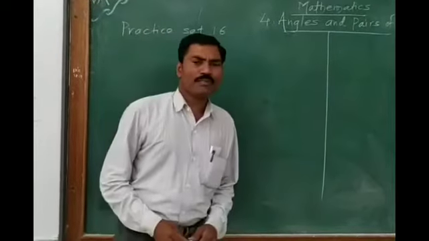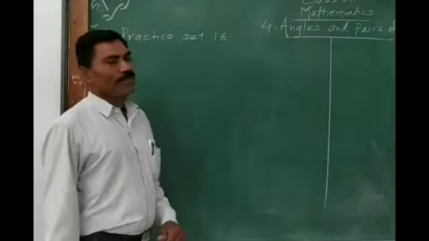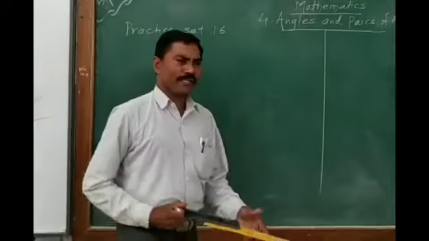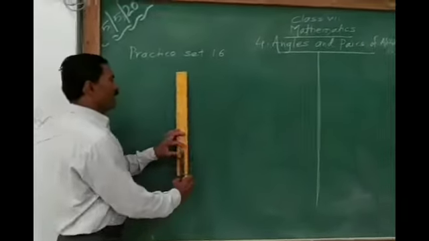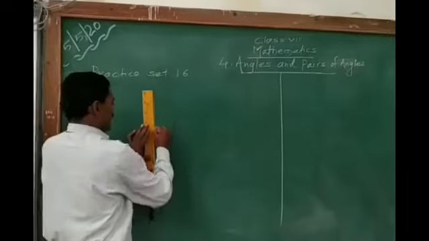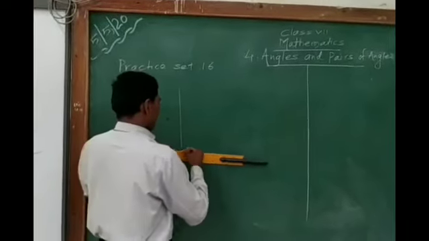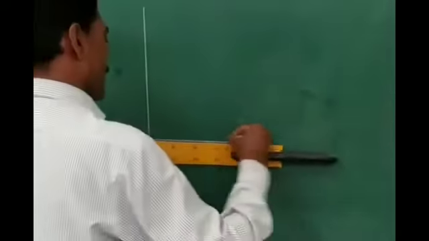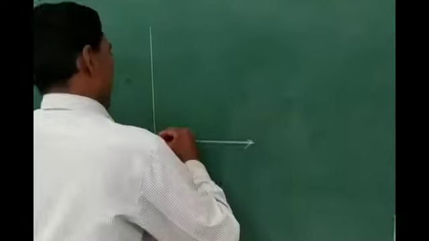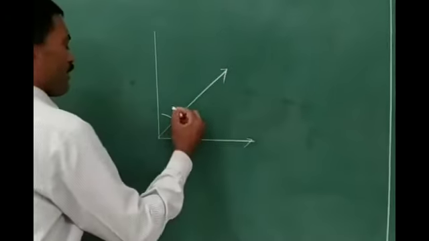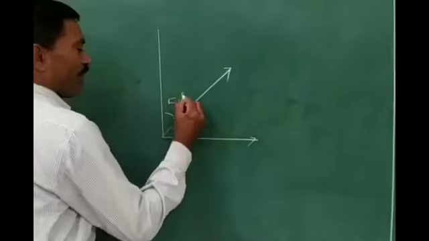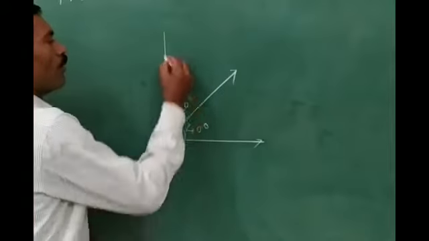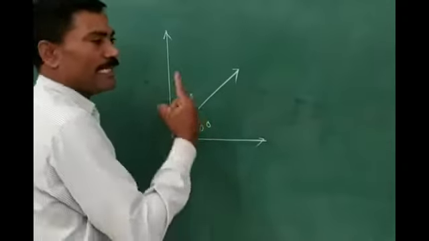In the previous period, we have seen complementary angles. To understand complementary angles, we took, for example, a right angle. In the right angle, we have taken two angles, where the measure of one angle is 50 degrees and the other is 40 degrees. The sum of both angles is 90 degrees.